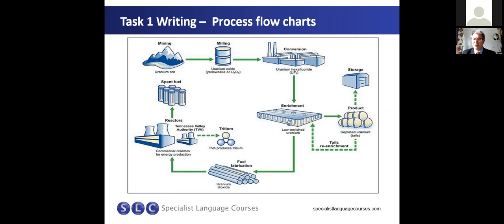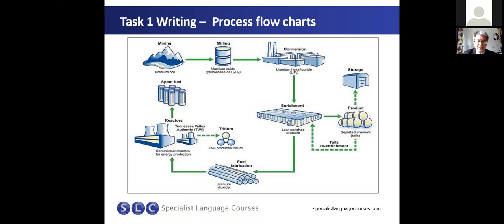Let's try. I'm going to ignore the bit on the right at the moment and continue the line round. So enrichment to fuel fabrication, uranium dioxide. Then commercial reactors for energy production. Yes, it's about nuclear reactors. Then reactors go to spent fuel.